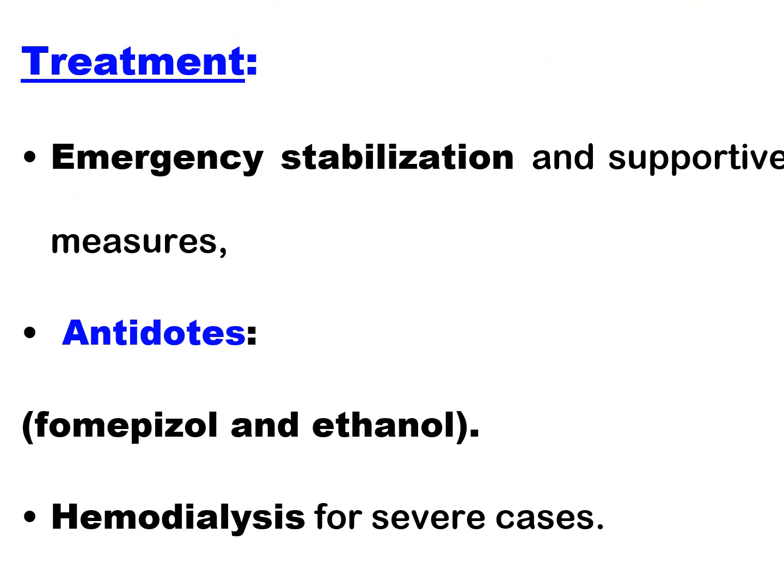Treatment of ethylene glycol is mainly supportive measures and stabilization for the CNS depression and impaired consciousness. Also, removal from the stomach rapidly within half an hour to 1.5 hours. Also, introduction of antidotes to inhibit alcohol dehydrogenase enzyme and prevent production of the toxic metabolites, such as fomepizole and ethanol. Also, hemodialysis is indicated in severe cases with occurrence of renal failure.